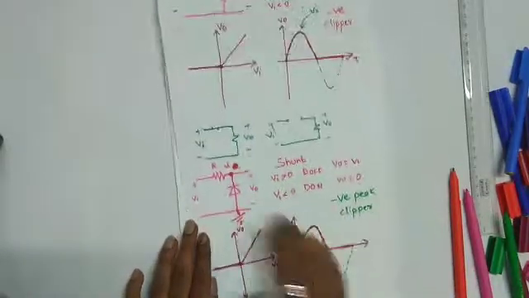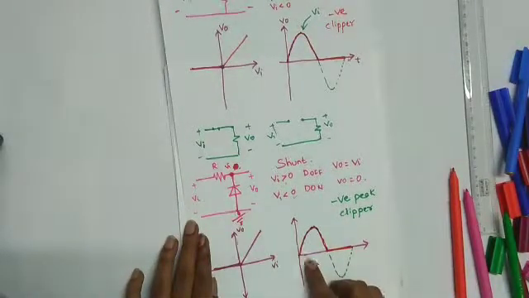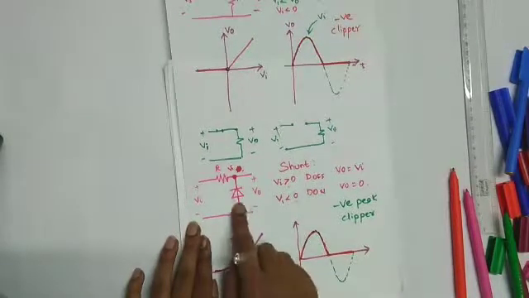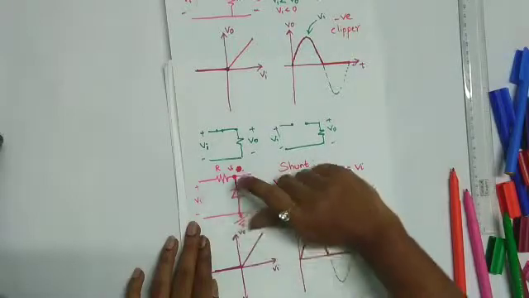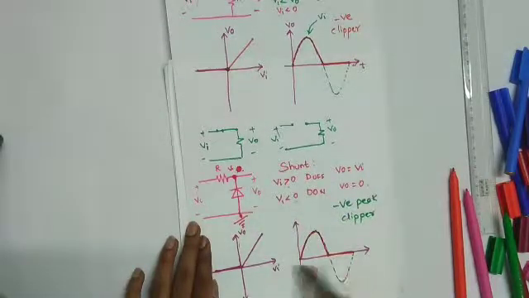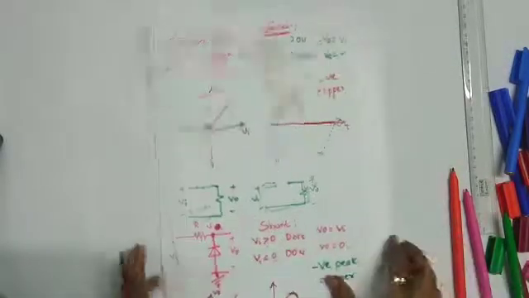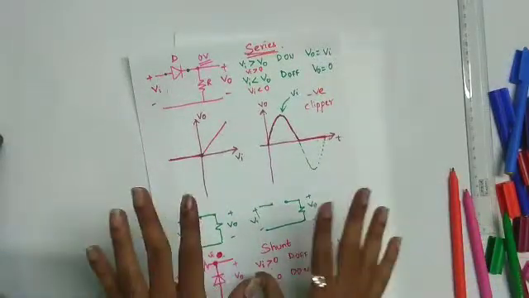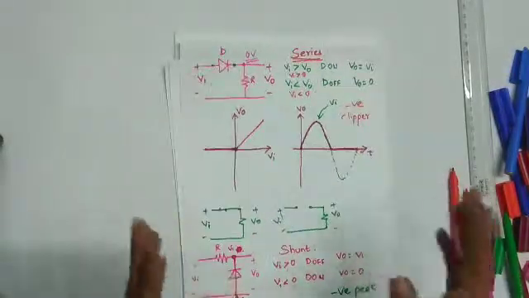Similarly, here you have got a negative clipping by connecting the diode in this manner. What if you reverse the diode? Then you will be getting a positive peak clipper. Let's do it. I want a positive peak clipper both with series and shunt. That is what we are going to do now.